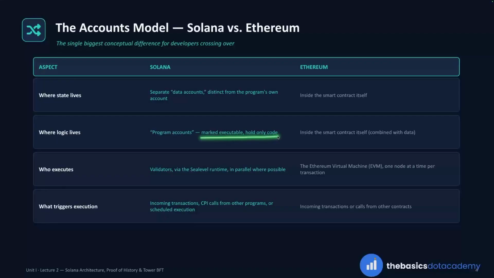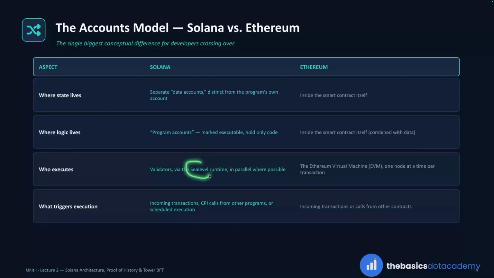The second aspect is where logic lives. In the case of Solana, that lives inside program accounts which are marked executable, and these hold only code. They do not have any state variable. So we have program accounts and data accounts. Whereas in the case of Ethereum, it is inside the smart contract itself, combined with data.